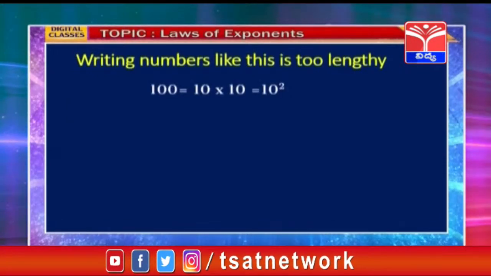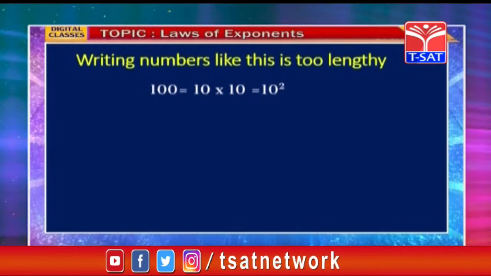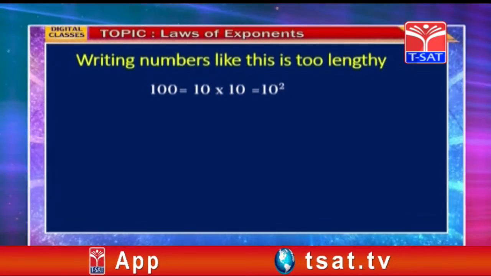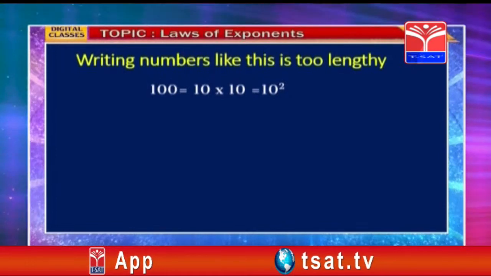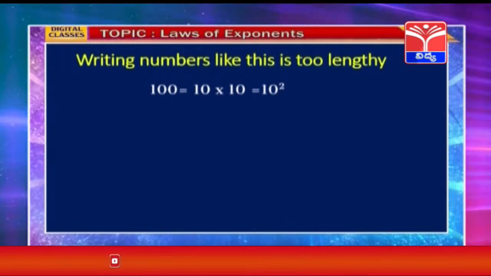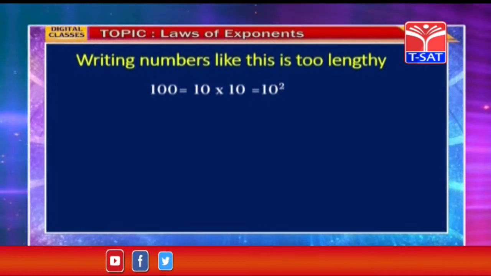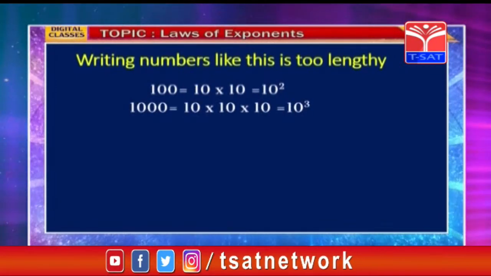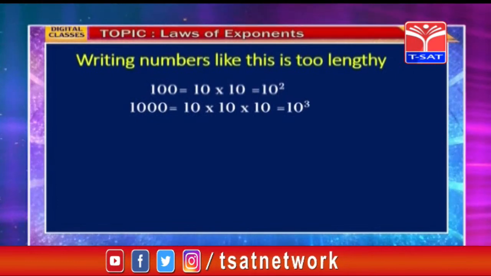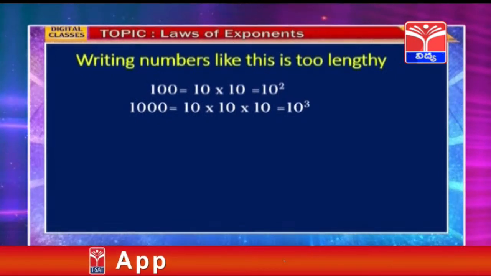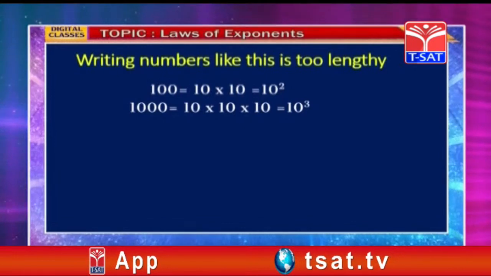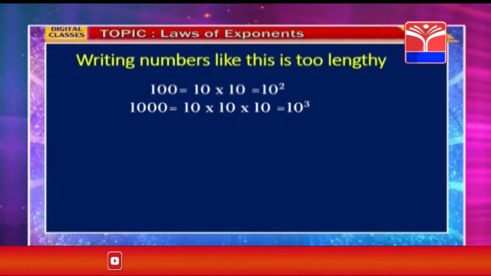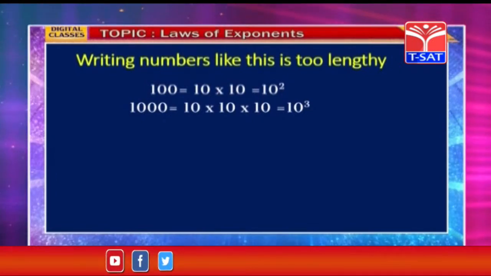How to decrease the length of a number? Let us see. Here 100 can be written as 10 into 10. How many tens are multiplied? 2 tens. Therefore, we can write it as 10 to the power of 2. See here 1000. In 1000 how many zeros are there? 3 zeros. So 1000 can be written as 10 into 10 into 10, so you can write it as 10 to the power of 3.